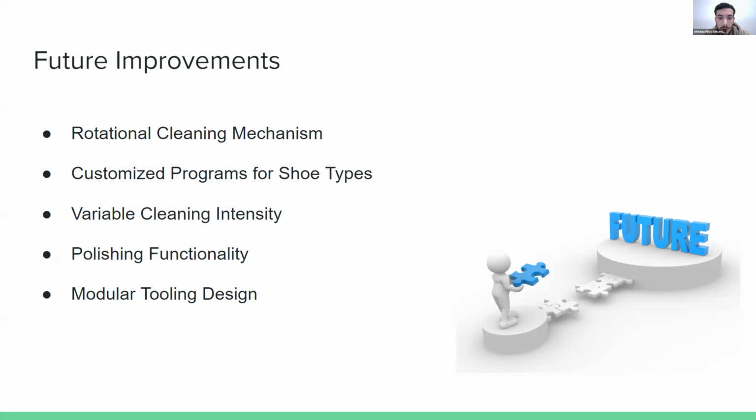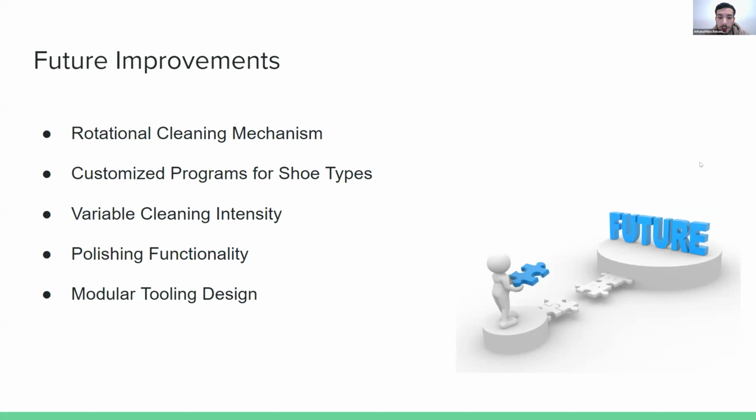Then we have customized programs for each shoe. This would develop multiple preset cleaning programs for different shoe types, including running shoes, sports cleats, dress shoes, casual shoes, high top shoes, etc., and would optimize cleaning effectiveness and efficiency. And then we have variable cleaning intensities. This would introduce adjustable cleaning settings to provide different levels of cleaning intensity based on shoe condition and material, ensuring a gentle yet effective clean.